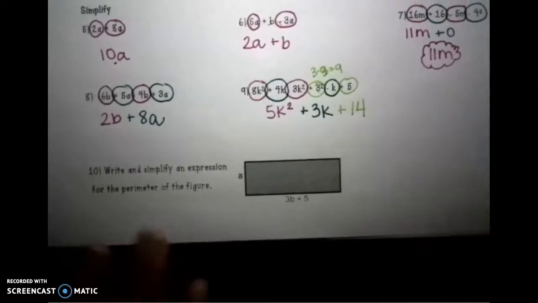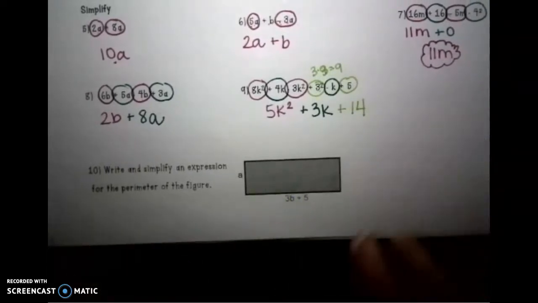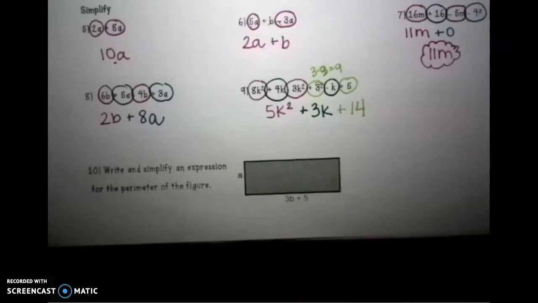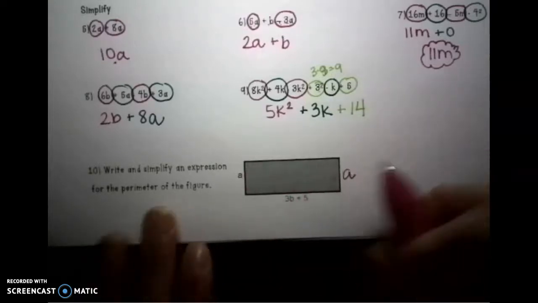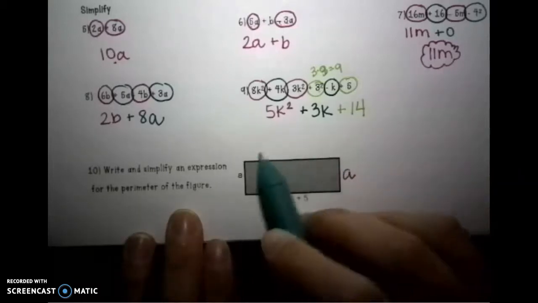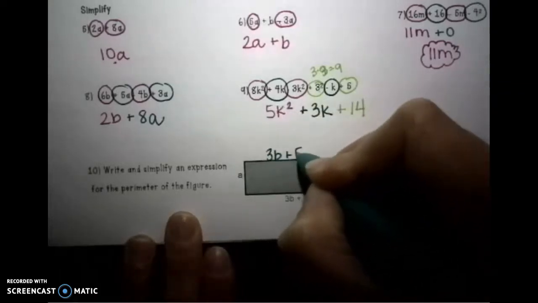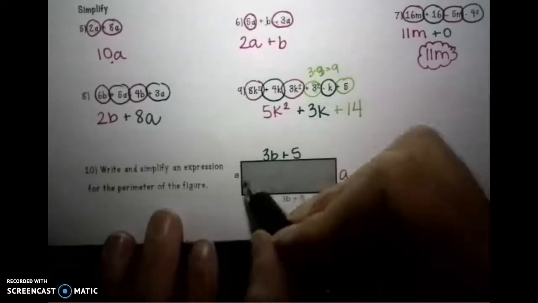All right, so we're going to write and simplify an expression for the perimeter of a figure. So guys, if we have a perimeter of something, that means we're going to be adding up all the sides, okay? Now we know a rectangle here. If this side equals A, that means this side equals A. And if this side equals 3b plus 5, this side is also going to equal 3b plus 5. Now, it has told us that we need to add up all of our sides. So we're going to add them all up.